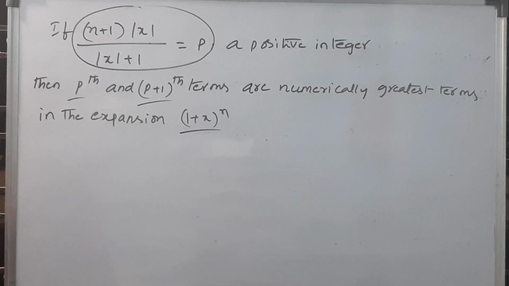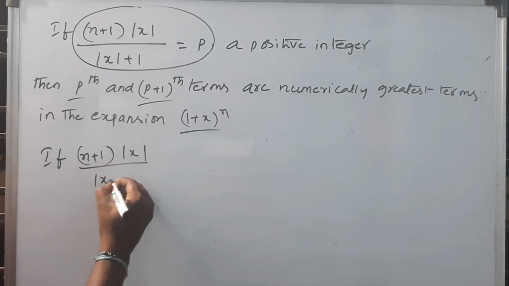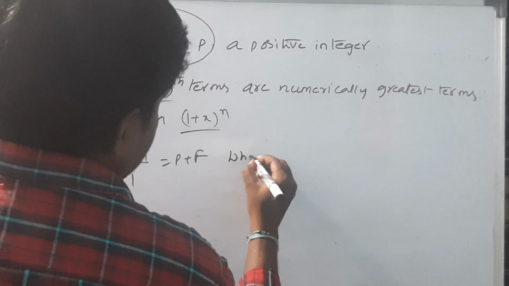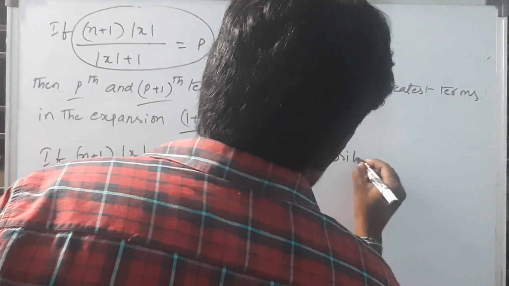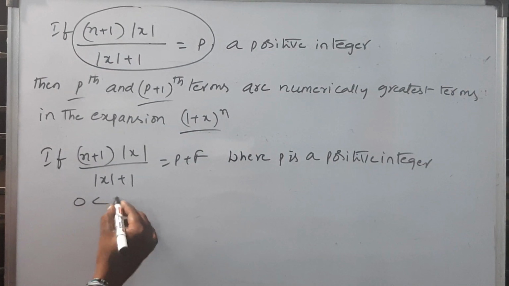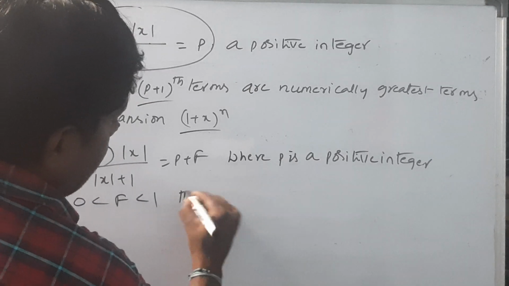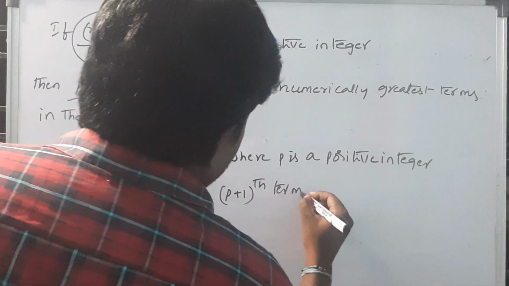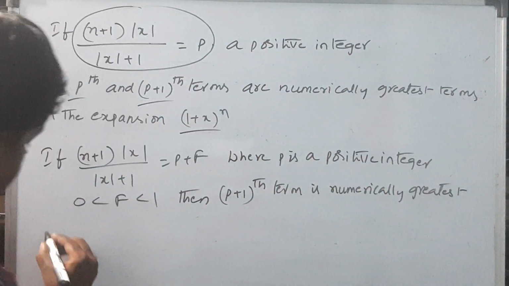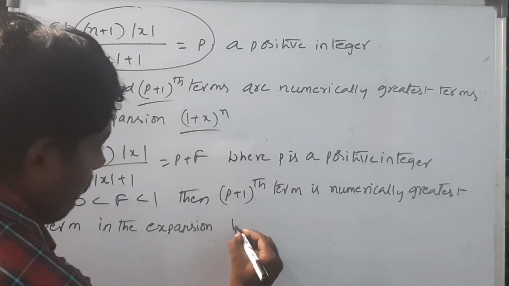Okay, next, if (n+1)|x|/(|x|+1) equals p plus f, where p is a positive integer and 0 is less than f less than 1, then the (p+1)th term is the numerically greatest term in the expansion (1+x)^n.